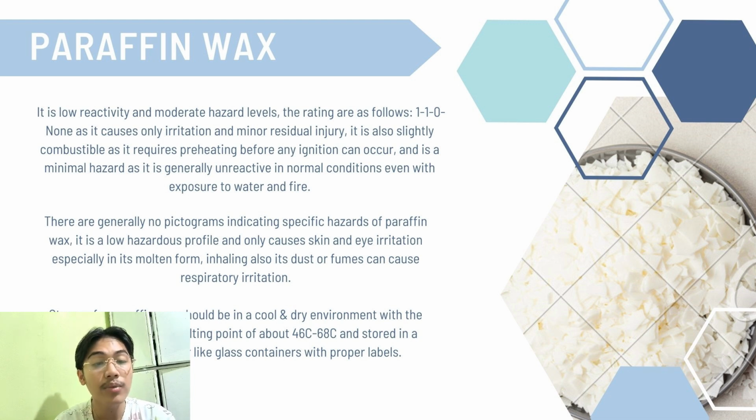Proper course of action when handling paraffin is wearing PPE, such as gloves, working in a well-ventilated area, and washing the hands thoroughly after handling the paraffin wax. So the storage for paraffin wax should be in a cool and dry environment with the temperature below its melting point of 46 to 68 degrees Celsius, depending on the type of paraffin, and stored in a non-reactive container like glass containers with proper labels.